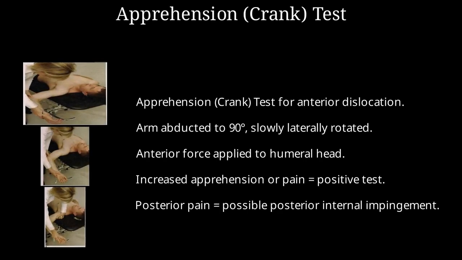The apprehension or crank test is used for anterior dislocation. The examiner abducts the arm to 90 degrees and slowly laterally rotates the shoulder, applying an anterior force. Increased apprehension or pain indicates instability. Posterior pain suggests posterior internal impingement.